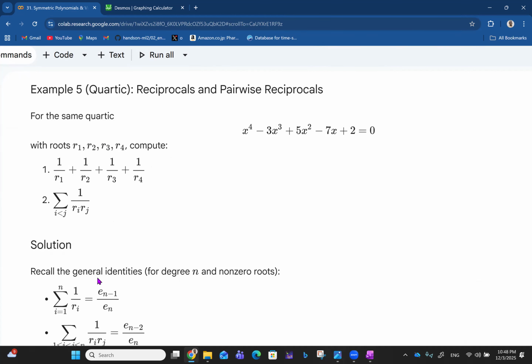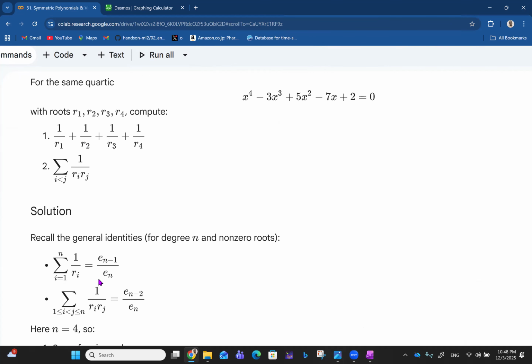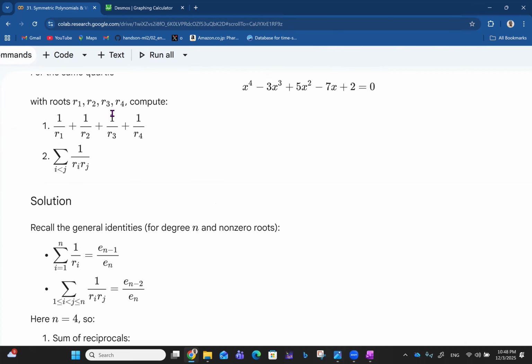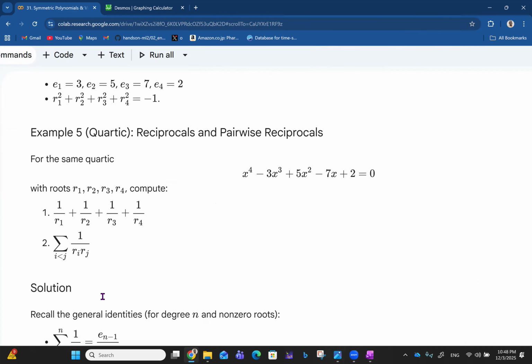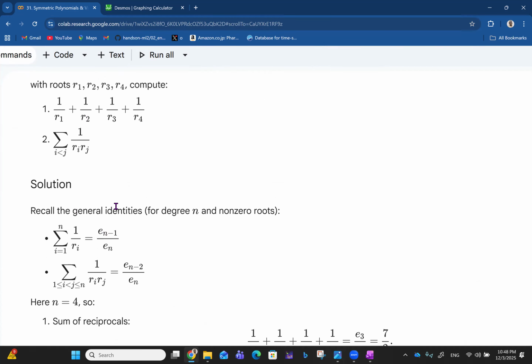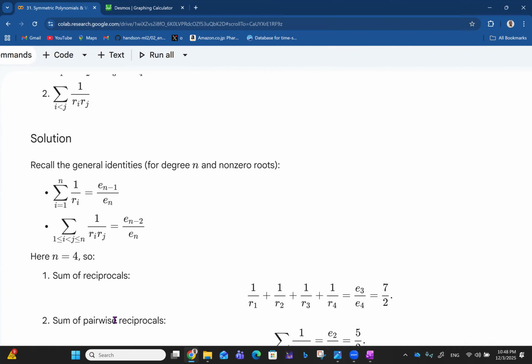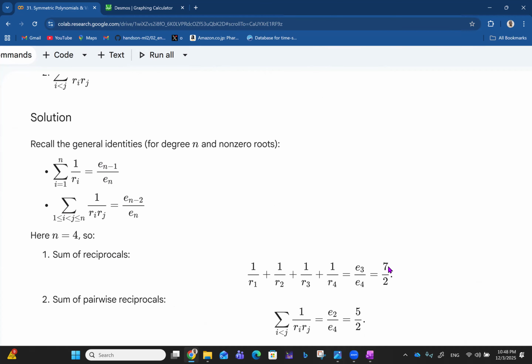What do we do? The solution: we recall the general identities. So for single reciprocals like this, it's just E(n-1) over E(n). Then for pairwise reciprocals, that's the summation of 1 over RiRj, so just remember E(n-2) over E(n). Here we know n is 4. So for the reciprocals, we simply have E3 over E4, and for the sum of pairwise reciprocals, we have E2 over E4, because we have E(4-2) over E4 like this.